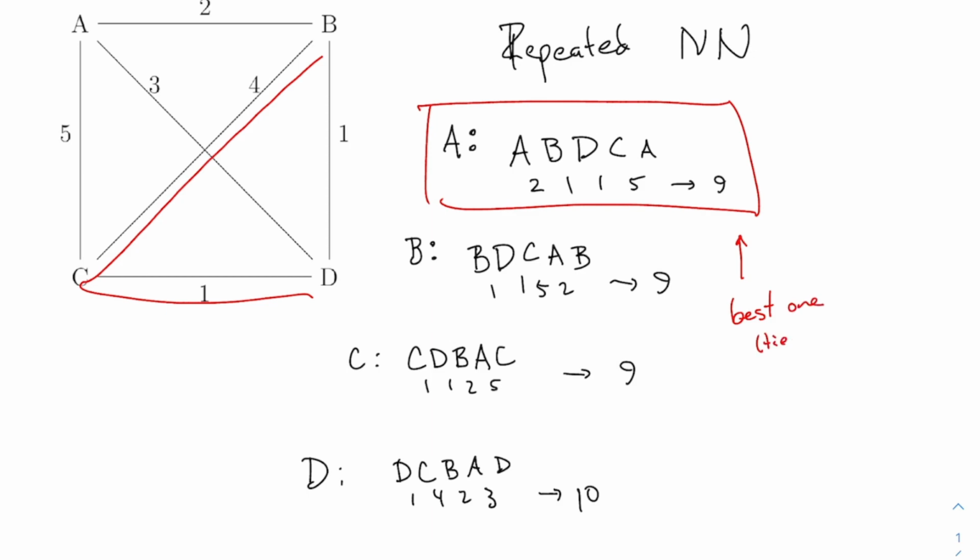I would just say, yeah, it's tied. So really, you could have chosen any of those 3, which gave us 9.